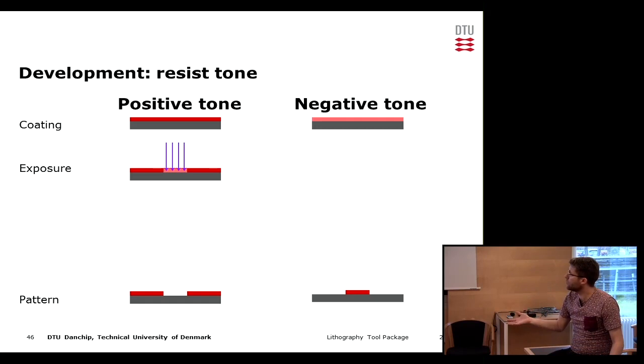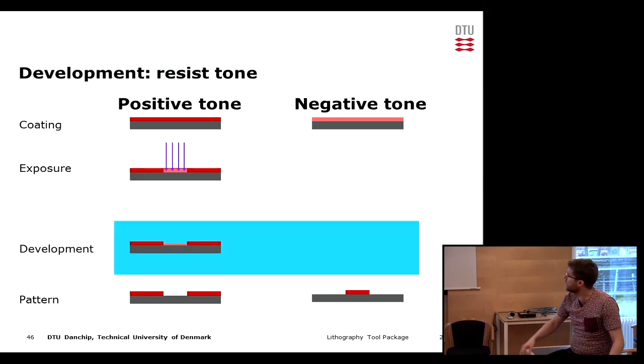And then we do the exposure step, and in the exposure, the photoactive component is activated by the light and changes the solubility of the resist so that it becomes soluble in our developer. So that means when we actually put it into the development process, the parts that were exposed to light are now dissolved and removed, so we are left with the positive image of the mask in our resist film.